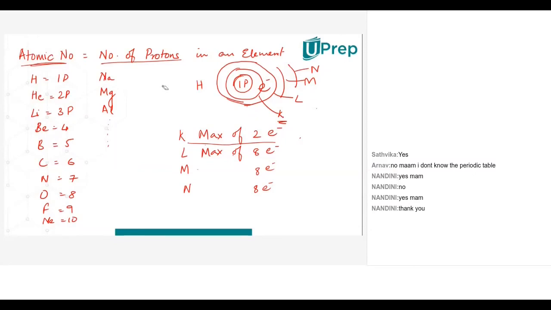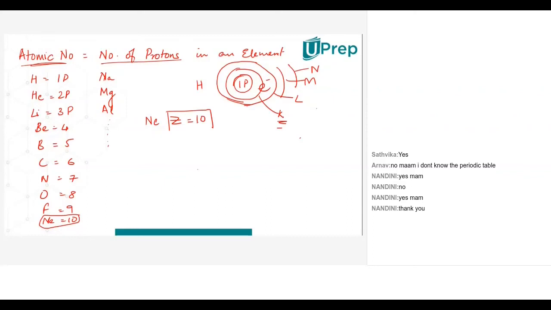Okay, so let's take an example to understand this better. Let's say I have neon. Neon's atomic number is 10. Atomic number is given by the letter Z, so Z is equal to 10. The electronic configuration will be, let me just draw the structure first. Neon will have 10 protons and maybe 10 neutrons in the nucleus.